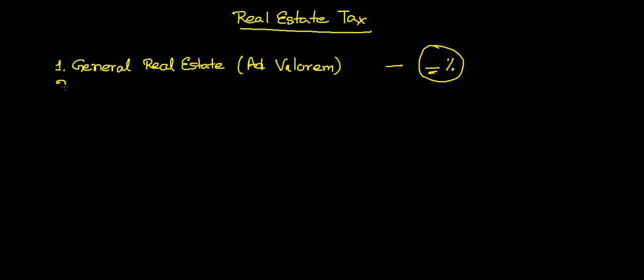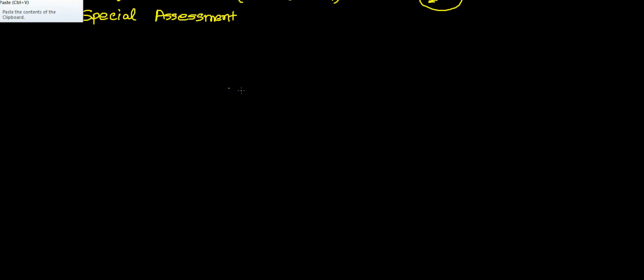The other type of tax is called the special assessment. This is a tax that applies when you do some improvement that adds value to the property or the real estate. That is a special tax based on assessments. So today let's go over the general real estate tax, and I'll explain how the government actually calculates the tax.